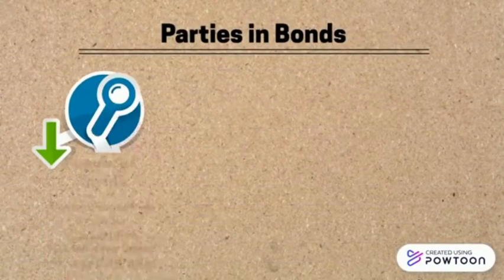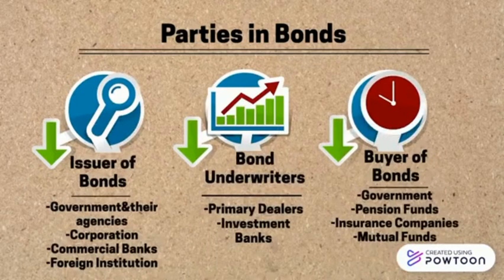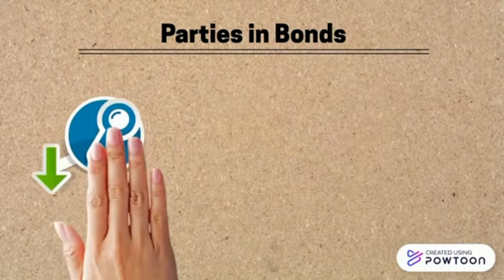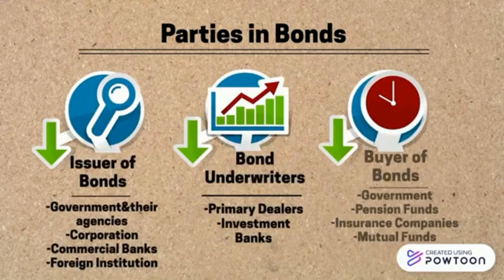There are three parties in bonds, which are the issuer of bonds, bond underwriters, and buyer of bonds. Examples of issuers of bonds are the government and their agencies, corporations, commercial banks, and foreign institutions. Next, bond underwriters are primary dealers and investment banks. Lastly, examples of buyers of bonds are the government, pension funds, insurance companies, and mutual funds.